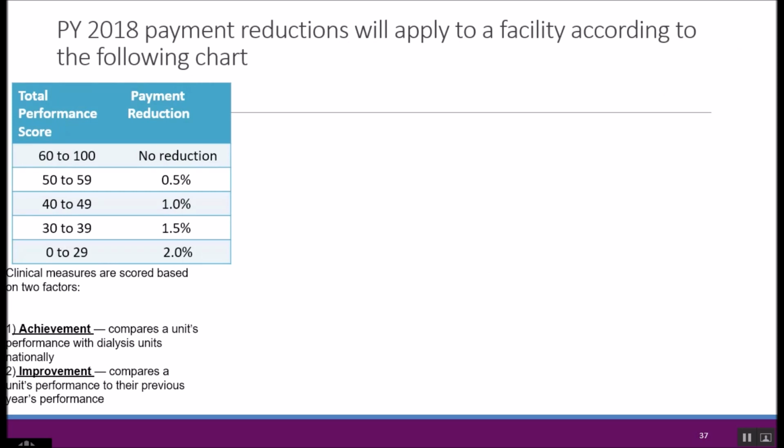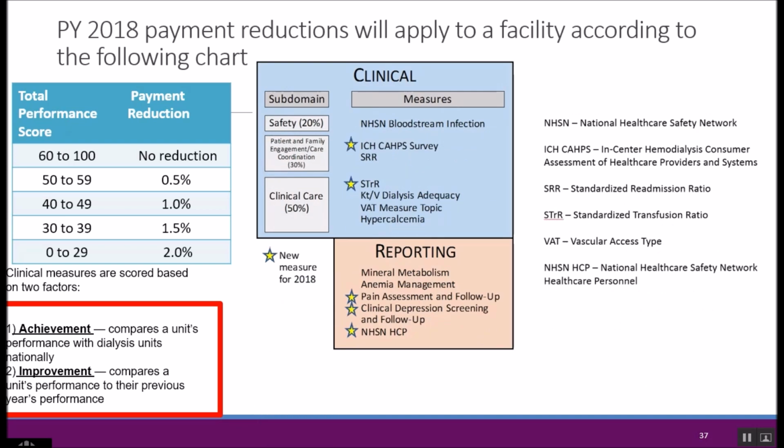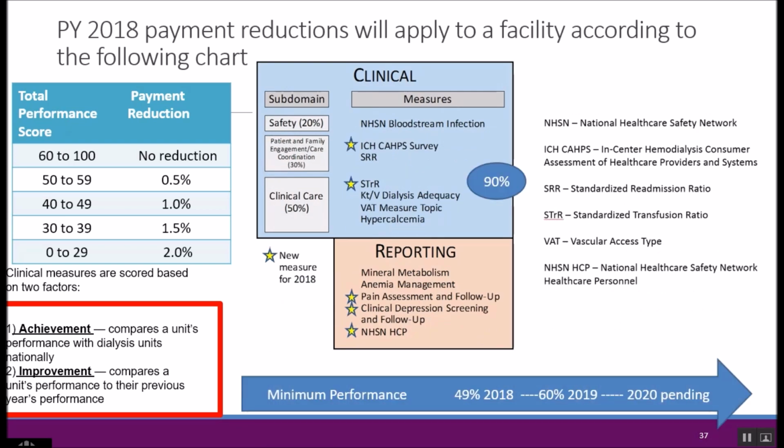The 2018 payment reduction will apply to facilities according to the following chart. How much was achieved? Achievement compares a unit's performance with other dialysis units. Improvement compares a unit's performance to its previous year's performance. And weighting is 90% for the clinical and safety and 10% for the reporting.